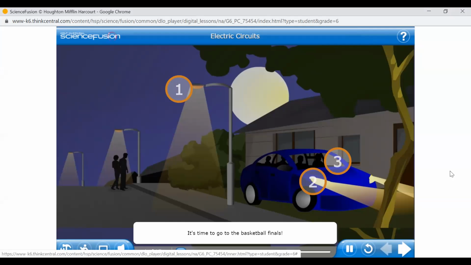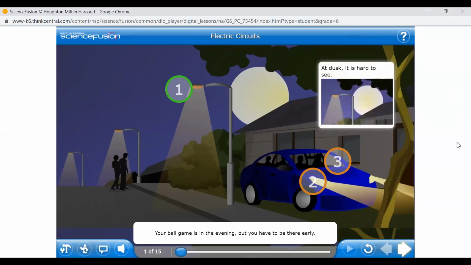It's time to go to the basketball finals. It is dusk, and your family is ready to take you to the game. Everyone piles into your family's new car. You're excited because this is the first time you've all ridden in the new car. Click the highlighted numbers to see what happens. When done, click the next button to learn more about electric circuits.